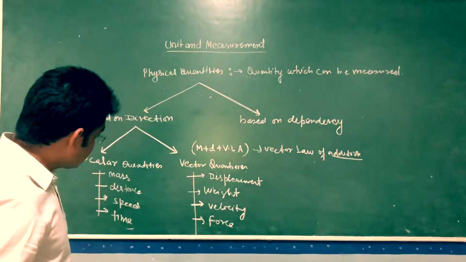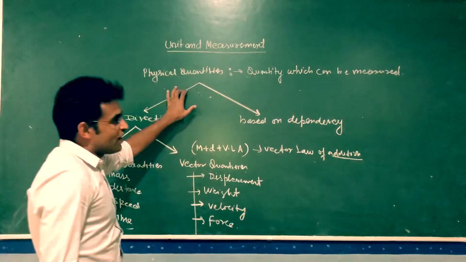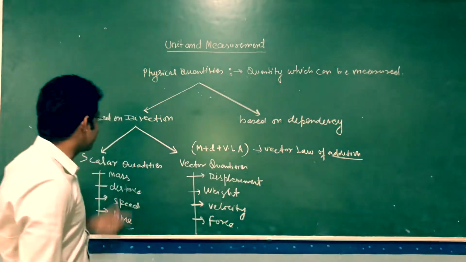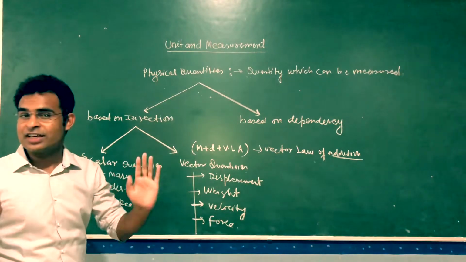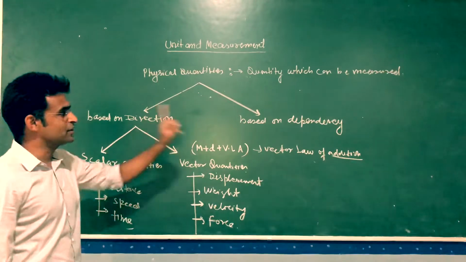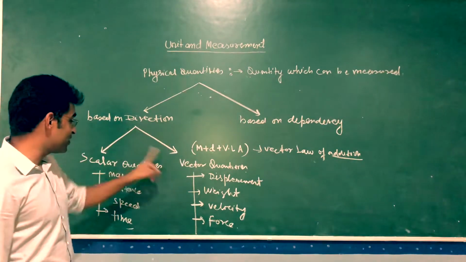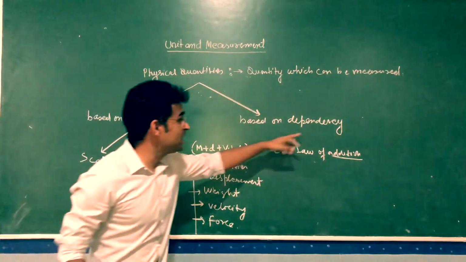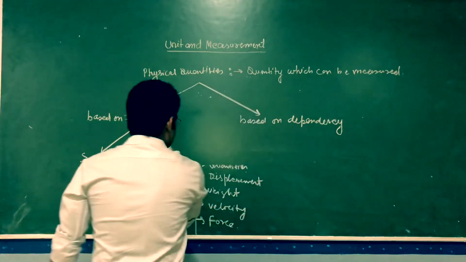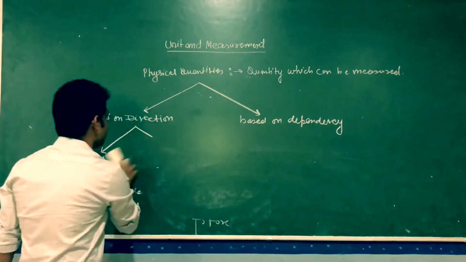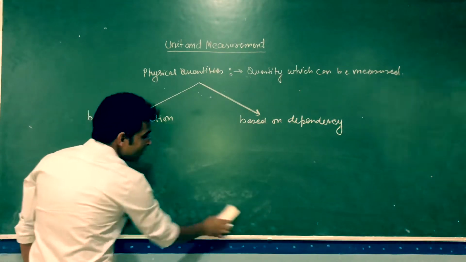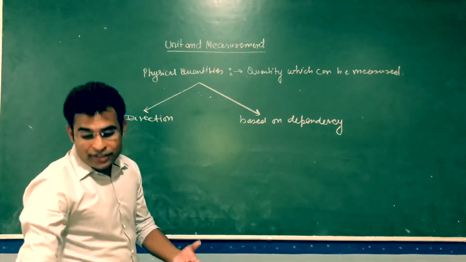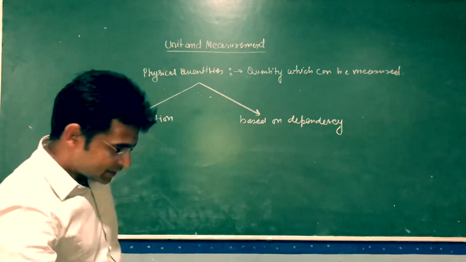So this is the classification of physical quantity which you can measure based on direction. So physical quantity means any quantity you can measure based on direction and based on dependency. Based on direction, again we divide into 2 components, scalar and vector. Now we'll see based on dependency what we can do. Based on dependency also we can divide this quantity into many parts. Like one quantity depends on another one. So that is called based on dependency.